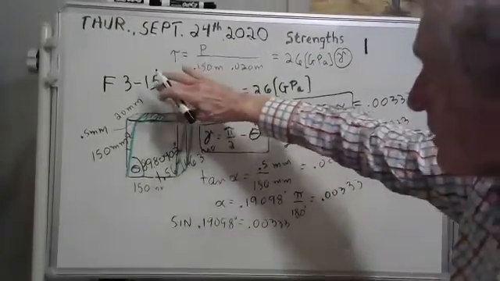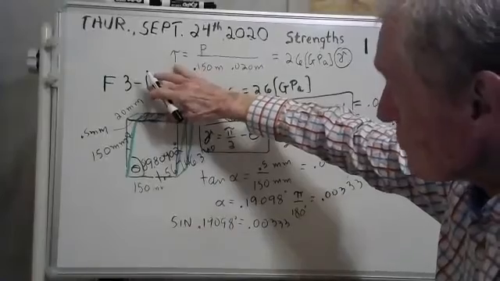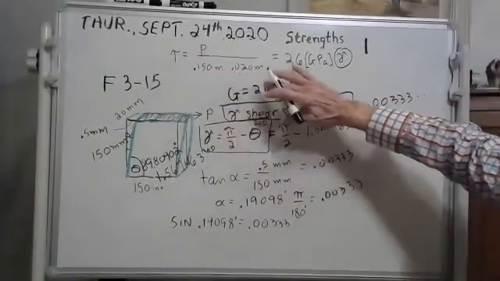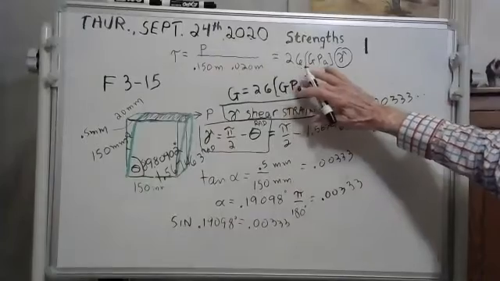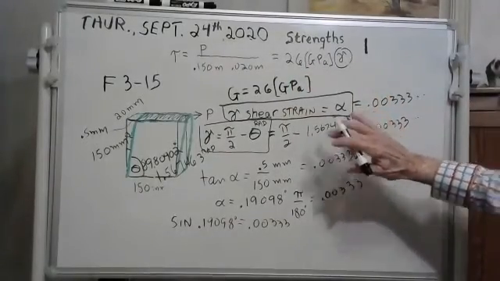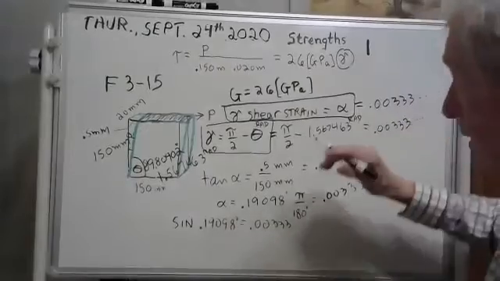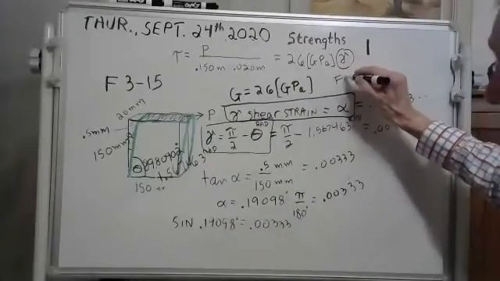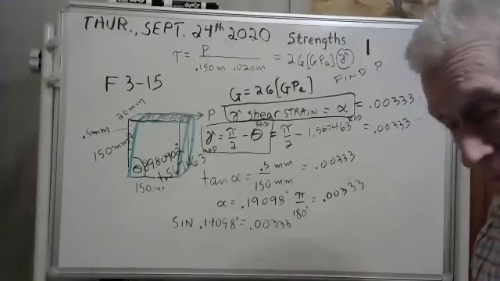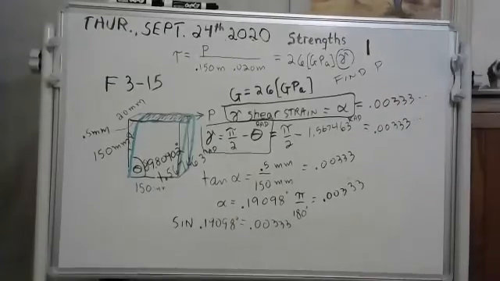Okay, look here, guys. Here's an equation. Shear stress is equal to that P over the area, which is equal to 26 gigapascals times gamma, which we know. It's sitting right here. I'm going to shut up for a minute, and I want you to find that force P. Okay, go.